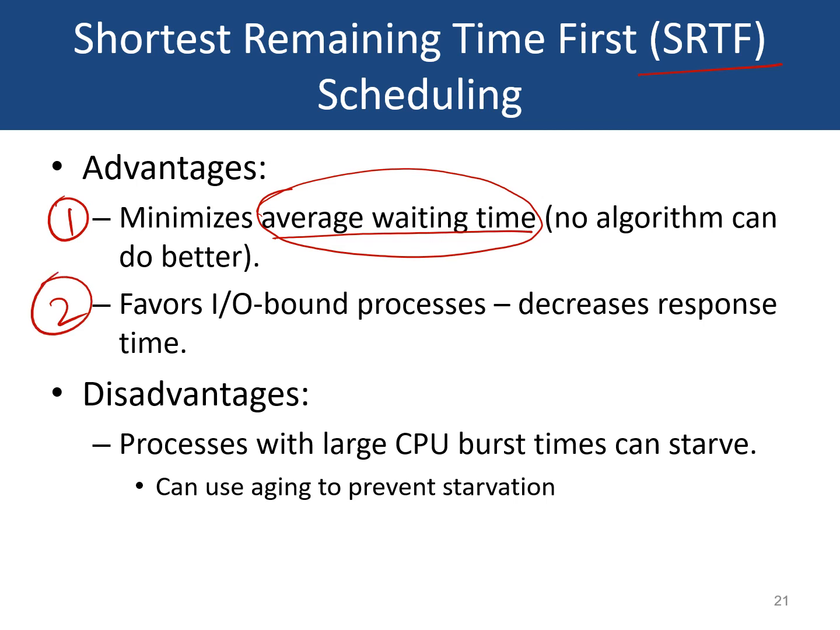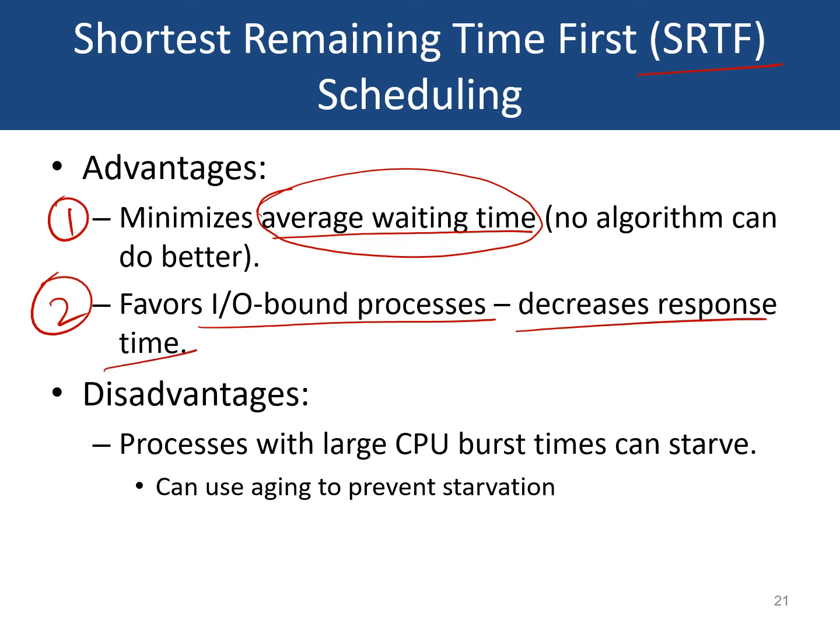Also, because the shortest remaining time first algorithm always schedules the processes that have the shortest remaining CPU burst, it tends to favor the IO bound processes, which typically have short CPU bursts, and these also tend to be mostly the interactive user processes. So it's a good thing that SRTF scheduling decreases the response time for such processes.